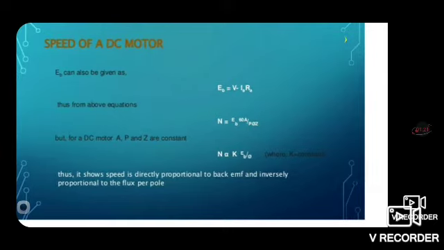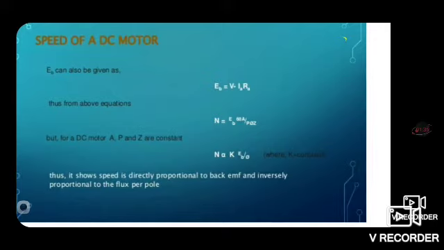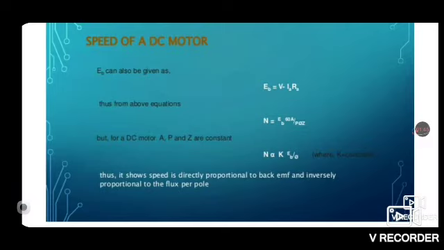But for a DC motor, A, P and Z are constant. Therefore, N is proportional to K into EB by phi, where K is the constant, that is back EMF constant. N is equal to K into EB by phi. Thus, it shows speed is directly proportional to back EMF and inversely proportional to the flux per pole.